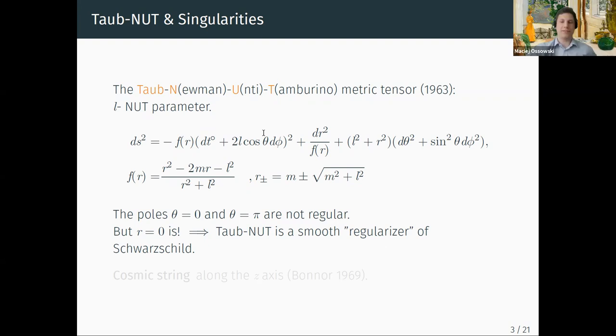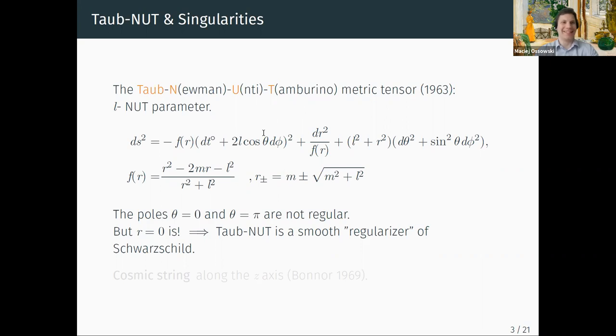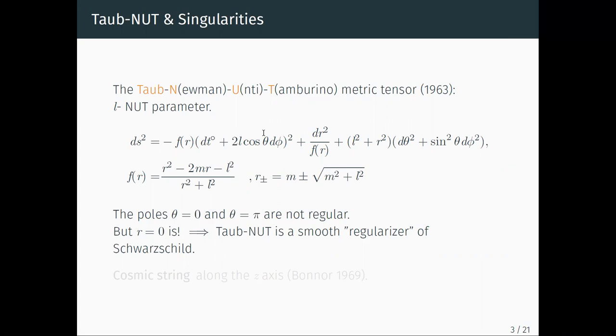May I have a remark? Yes, please. You cannot say that it's a smooth regularizer of Schwarzschild. Okay, you can say regularizer, but it does not mean that R equals zero and T equal constant surface has no singularities. So it has singularities because of this term L cosine theta. You know, this is not a sphere. This is not a sphere. Yes, this is exactly what I was going to say now. So a different kind of singularity, I can say, but it is not a smooth regularizer. So this is my remark.